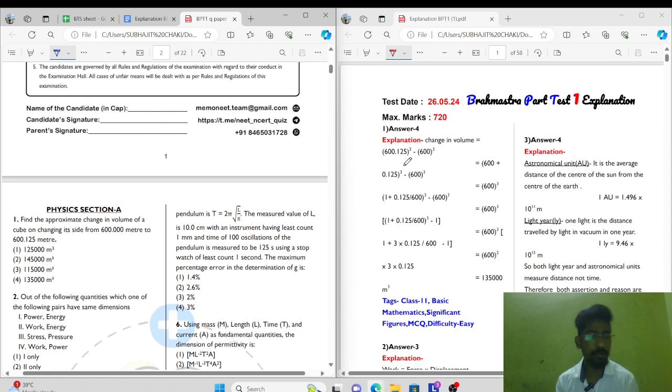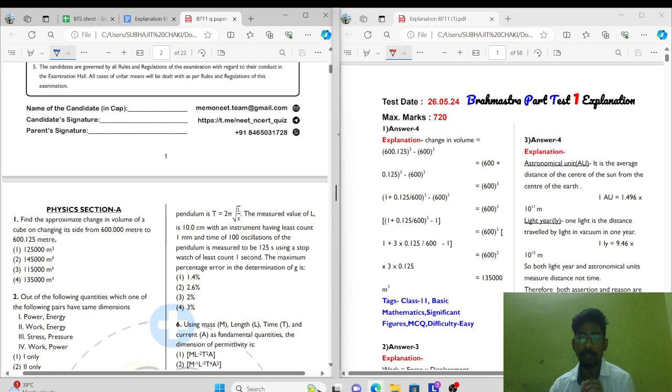So the first question is: find the approximate change in the volume of a cube on changing its side from 600 meter to 600.125 meter. So there is a cube. I think you guys know that a cube is a 3D figure. A 3D figure comprises 6 planes, and each plane is nothing but a square.